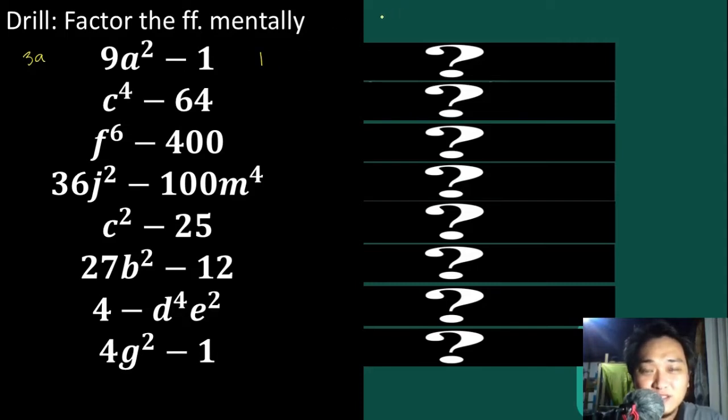Sa rule natin, sulat ko na lang yung rule natin para hindi natin makaligtaan. A squared minus b squared is the same as the quantity a minus b times the quantity a plus b. So, 3a, yun yung pinaka-a term natin. Ito po yun. Tapos yung 1, yun yung pinaka-b term natin. Ayan. So, ano yung magiging factor nila? Ano kaya yung magiging factor nito? Ang magiging factor nito is 3a minus 1 and 3a plus 1.